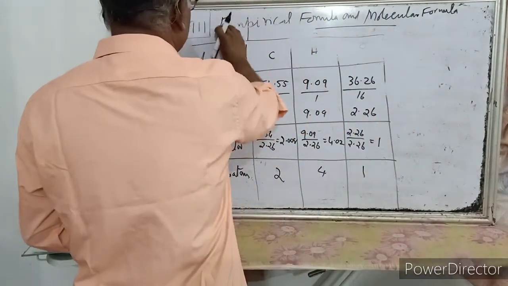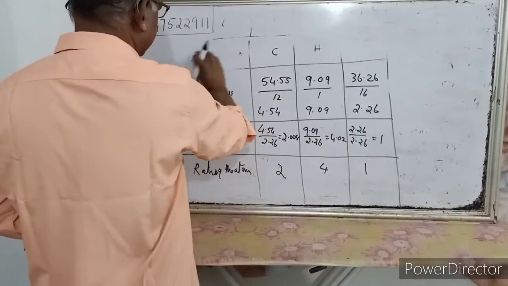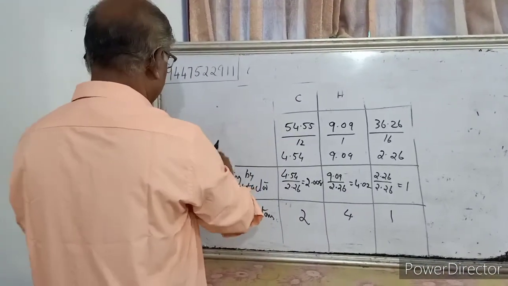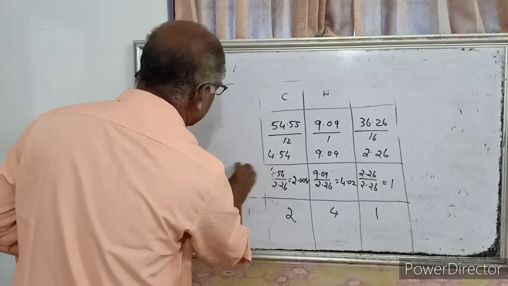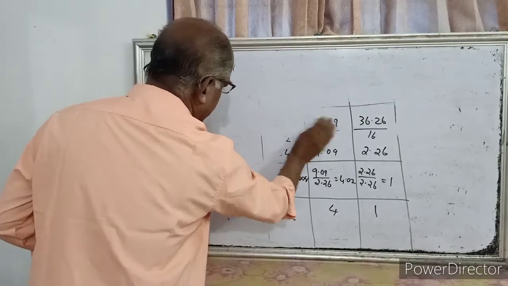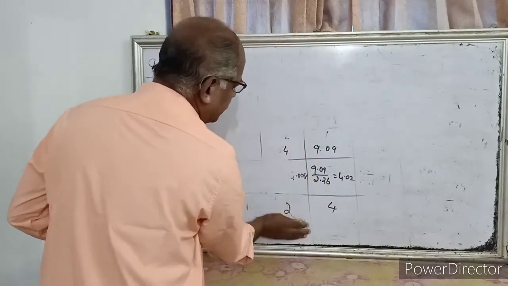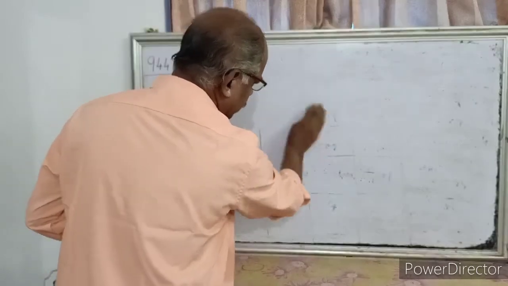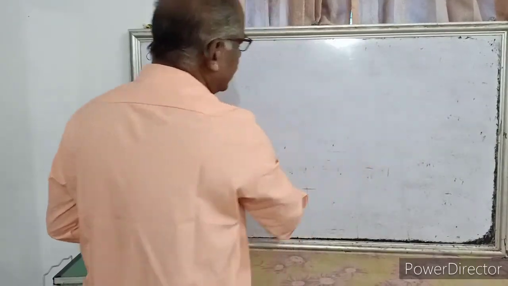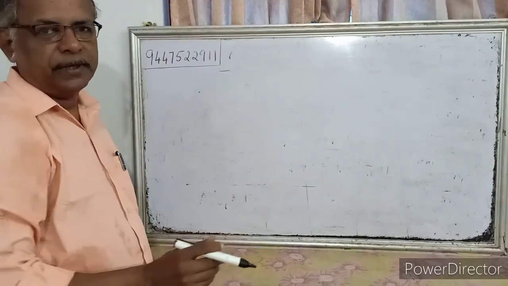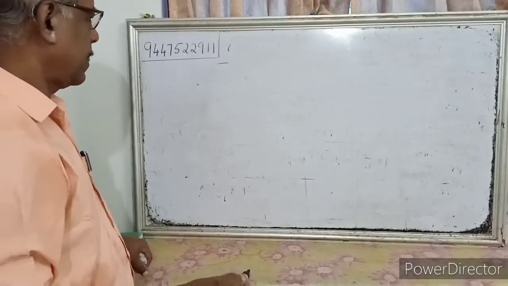So next is limiting reagent. What is a limiting reagent? A limiting reagent is one which is consumed completely during the reaction. So during the reaction, the reagent which is completely consumed is called a limiting reagent.